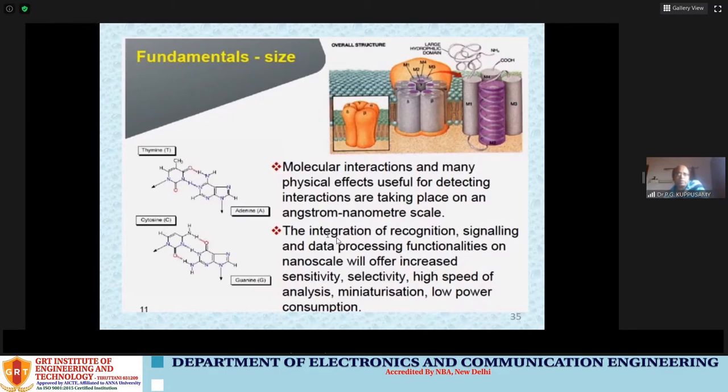The integration of recognition, signaling, and data processing functionality on the nanoscale will offer increased sensitivity, selectivity, high speed of analysis, near precision, and low power consumption. The integration of recognition, signal processing, and data processing into a single element is very important, and it plays an important role while designing your biosensor devices.